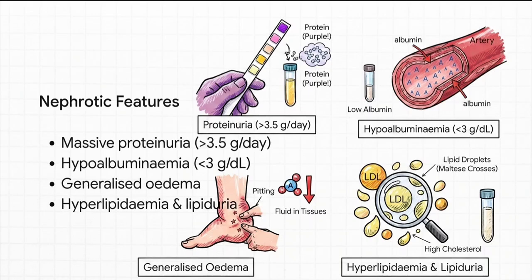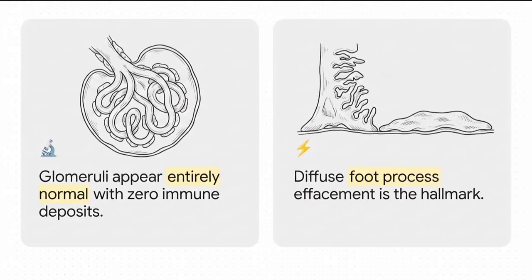Meanwhile, the liver is desperately trying to compensate for the protein loss by ramping up synthesis, which concurrently triggers hyperlipidemia and, subsequently, lipiduria. But here is where MCD truly earns its name, and it's that diagnostic paradox I mentioned earlier. If you look at the biopsy under light microscopy, the glomeruli look entirely normal. Seriously, no cellular proliferation, no scarring, and immunofluorescence shows zero immune deposits. It looks perfectly healthy. But the second you switch over to electron microscopy, the reality hits you. Diffuse, catastrophic podocyte foot process effacement. The architecture is just completely flattened.